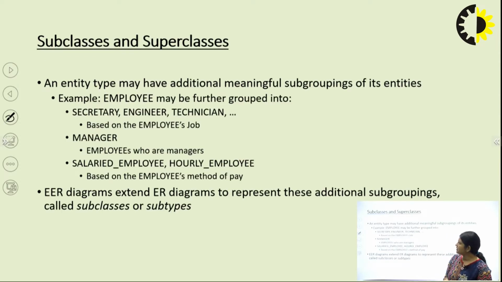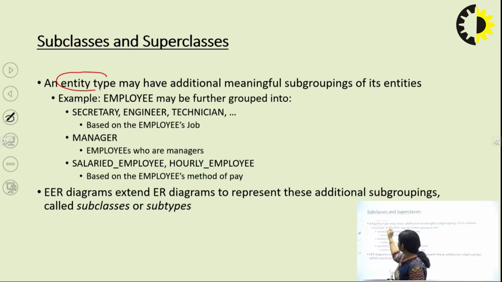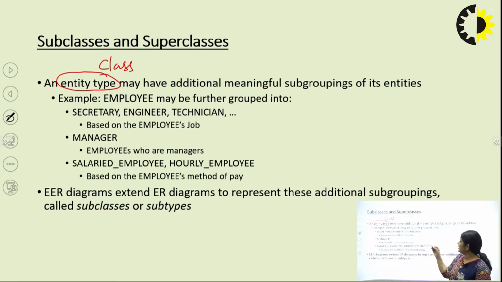First let's see the subclass and the superclass concept. An entity type may have additional meaningful subgroupings. So basically the ER diagrams, they are not representing a single entity, they are representing basically the entity types. That is, here the entity type is nothing but this particular, here the concept is, it is basically the class, we can say over here. So it may have some additional meaningful subgroups of its entities.